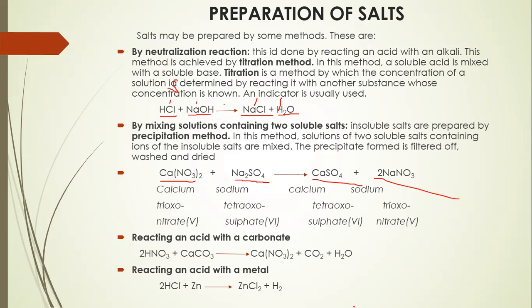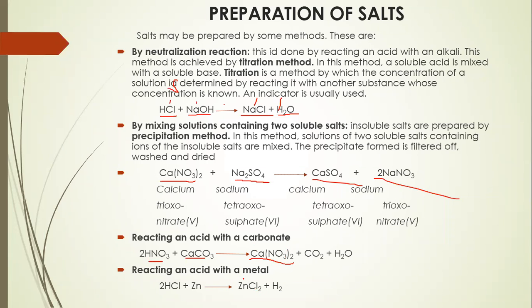Another method to obtain salt is by reacting an acid with a carbonate. So you can have the reaction, the acid with carbonate will give you calcium trioxonitrate(V). So this is the salt that has been gotten from the reaction between an acid and a carbonate. Now over here, carbon dioxide and water are produced, but what we are really interested in is the salt that is being produced here.